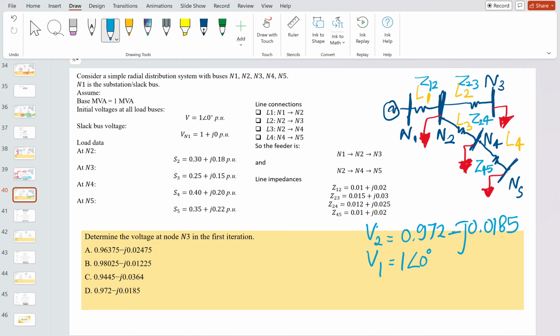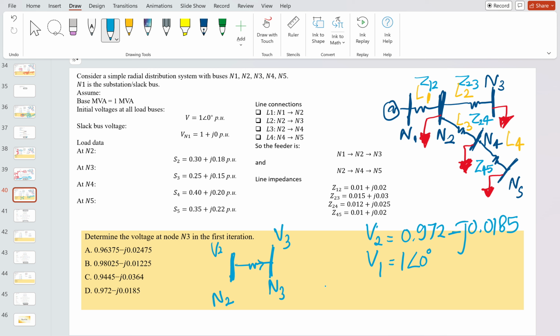Okay, let me give the solution. It is asking what is the voltage at node 3. We already know the voltage at node 2, V2 is already given here, and the current which will be flowing here we have already found out. This is node 3, so this is V3.